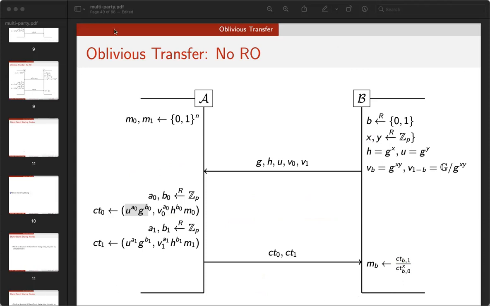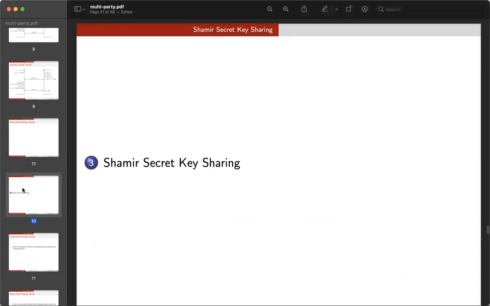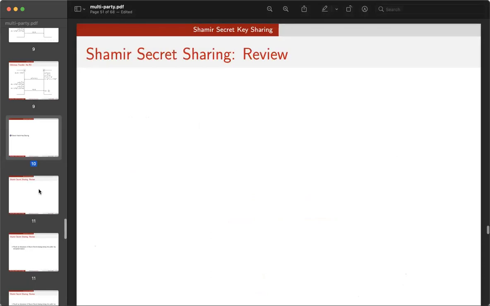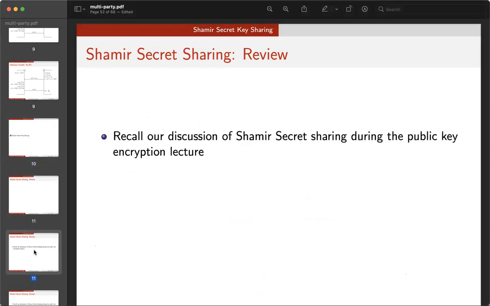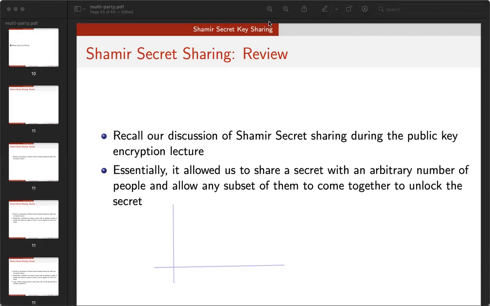So now we're going to move on and talk about Shamir secret sharing. So to review, we discussed it in the public key encryption lecture. Basically, it allowed us to share a secret with an arbitrary number of people and allow any subset of them to come together and discuss them. So just to kind of retouch that, right, we had our axis and we had a secret right there. And then we had our keys.